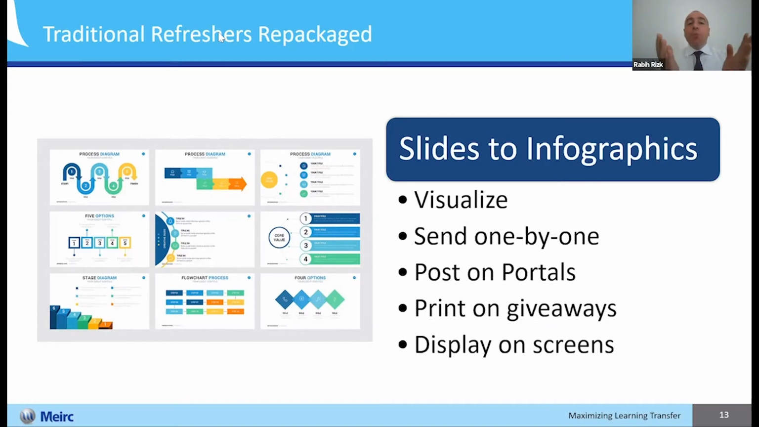You can post them on portals. If you have internal comms, if you have a monthly newsletter, you can add them to the signatures of the training department, and you can ask someone to share it with someone else. You can print them on giveaways, maybe like coasters or mugs, stress balls, small posters that you can display in the office, anything that would help people remember the information.